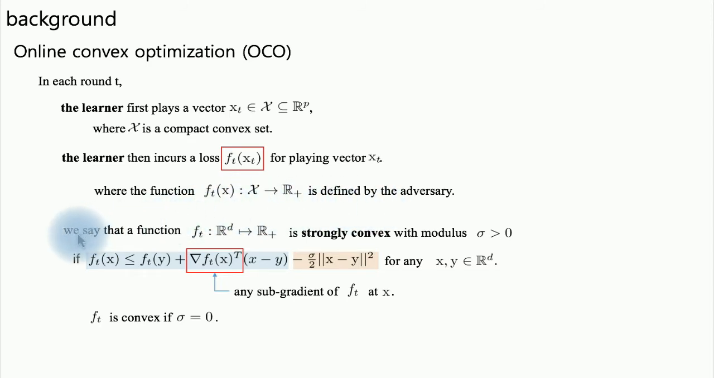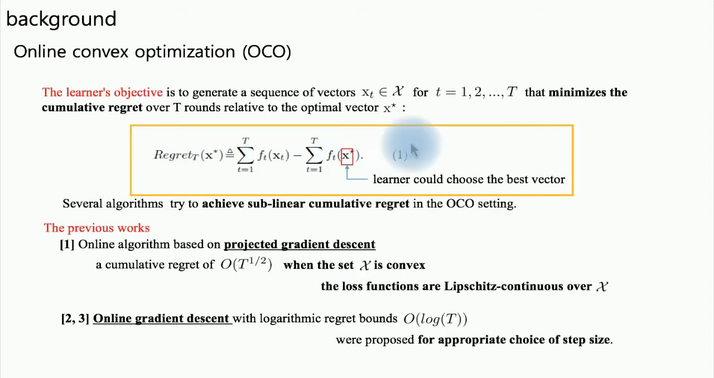As we all know, we say that a function ft is strongly convex with a modulus sigma. This is the convexity, and adding this sigma term, we can say that there is strong convexity, in an online convex optimization problem.